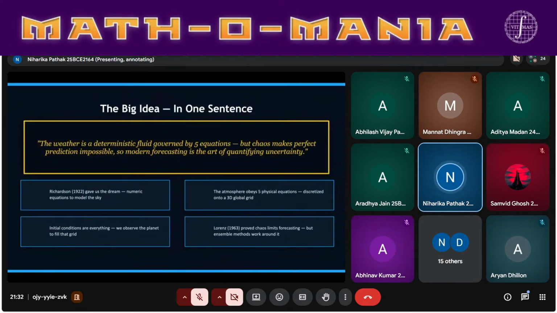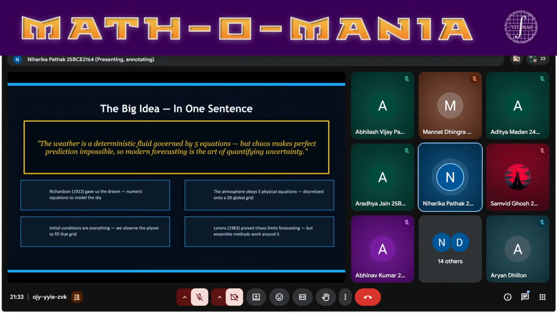So here's the big idea. In one sentence, I'll try to wrap this up. Richardson gave us the dream that the sky could be described by numbers. The atmosphere obeys five physical laws, and we discretize them onto a global grid. The initial conditions are everything. We've built an entire planet-spanning observation system just to measure that starting point. And Lorenz showed us that the limit is not a technological one, just a mathematical one, which means that the honest answer to what's the weather in 2 weeks will always be: probably something like this, but here's our uncertainty. And that's not a failure, that's science done right.